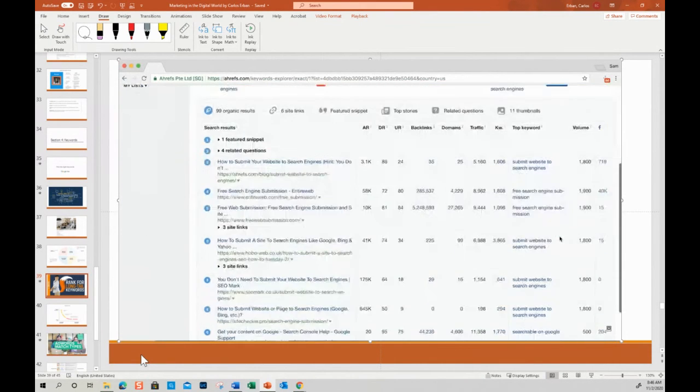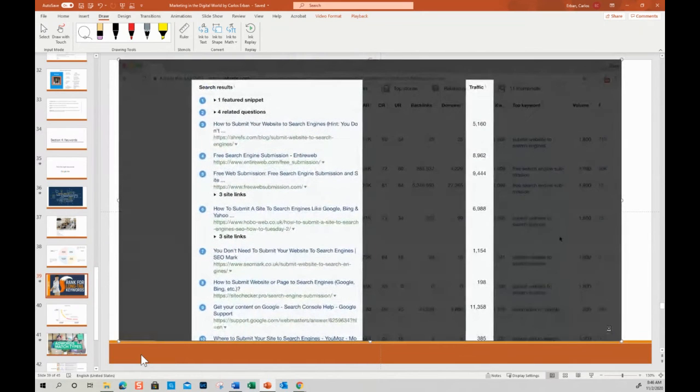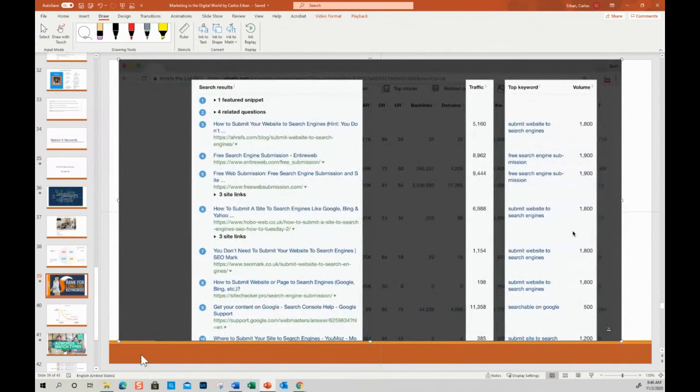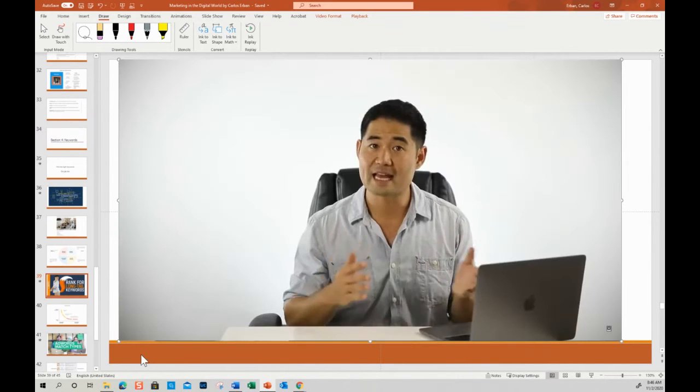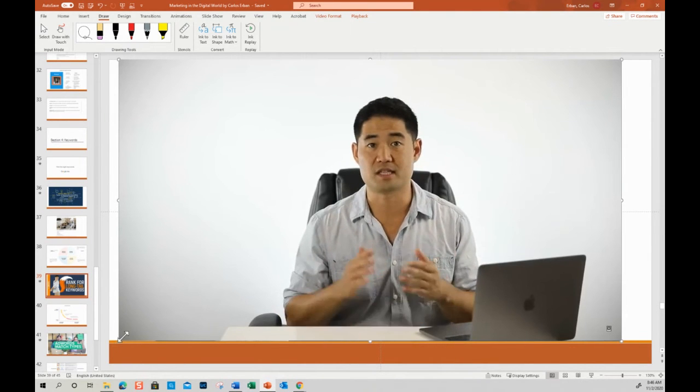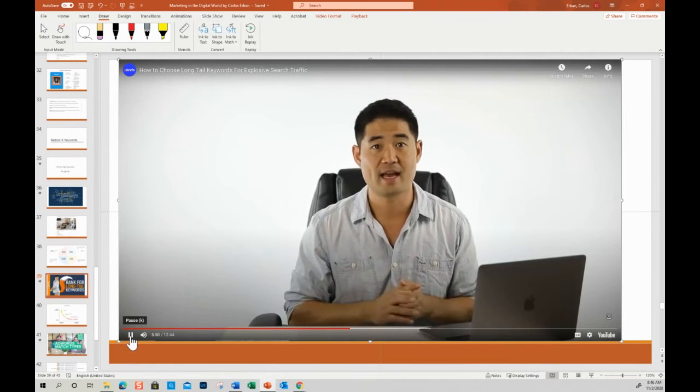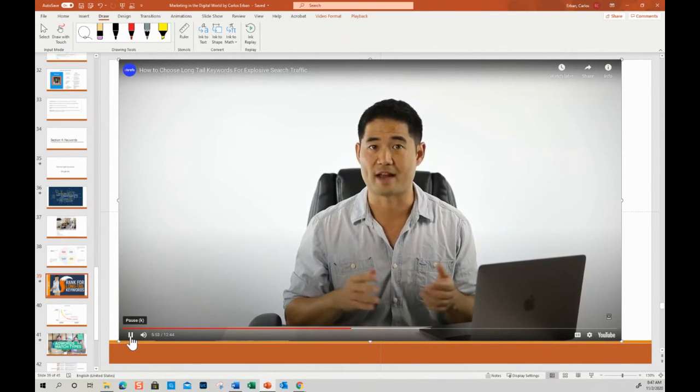You'll see quite the opposite effect. The traffic numbers are more than triple the search volume of the top keyword, and most of these pages rank for thousands of keywords. So again, always analyze the SERP to see the total traffic these pages generate, and look at the number of keywords these pages rank for.